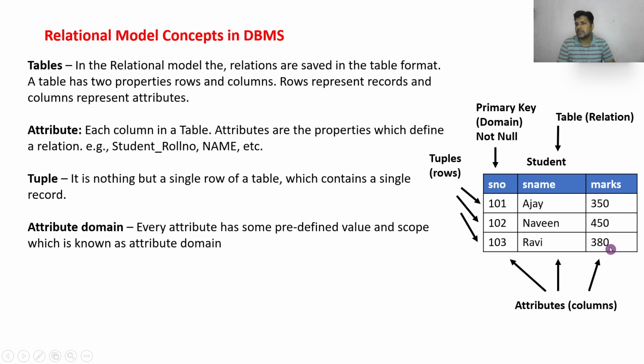And for example, there are marks here. For marks, I have kept a condition that they should not be greater than 500 or less than 0. If somebody tries to enter 1000, it will not be accepted. So this is called the domain. A domain is the predefined values and scope of an attribute.